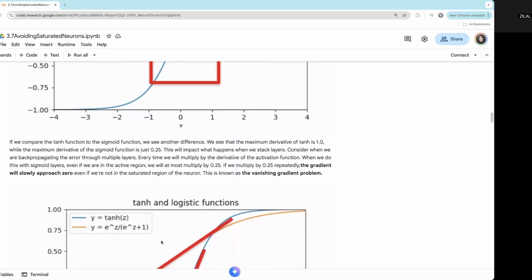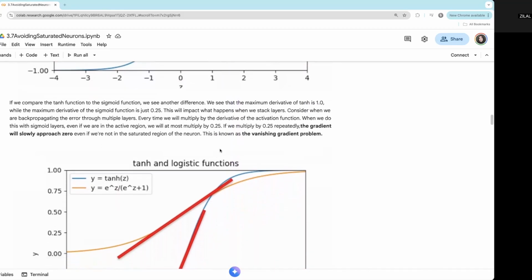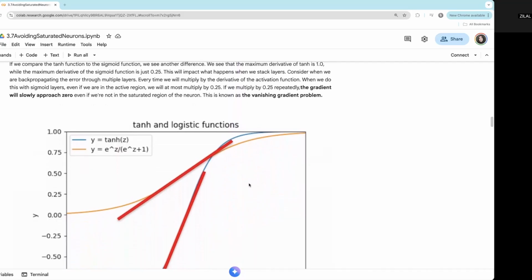If we compare the tanh to the sigmoid function, we see another difference. We see that the maximum derivative of the tanh is 1.0, while the maximum derivative of the sigmoid function is 0.25. This will impact what happens when we stack layers.